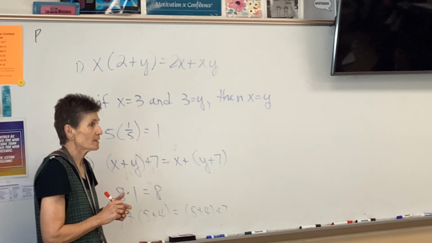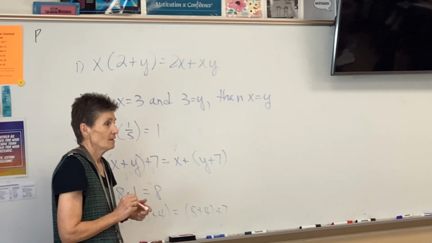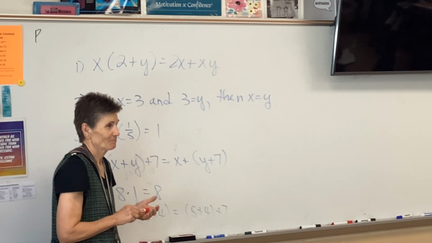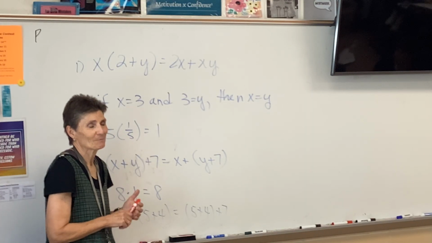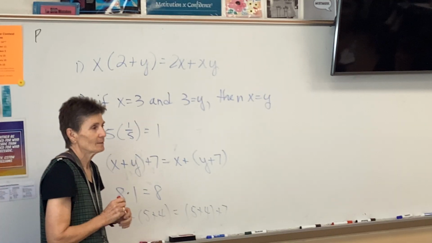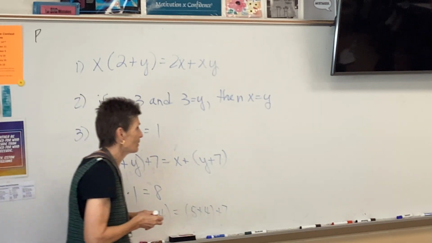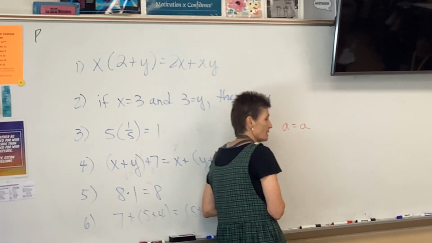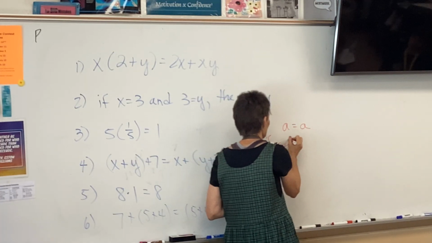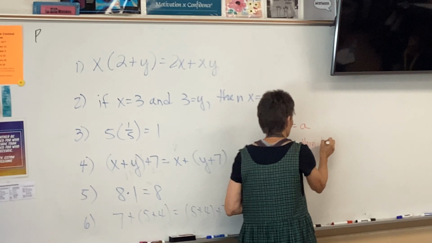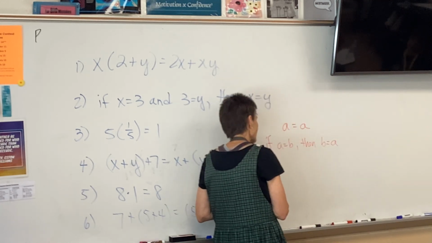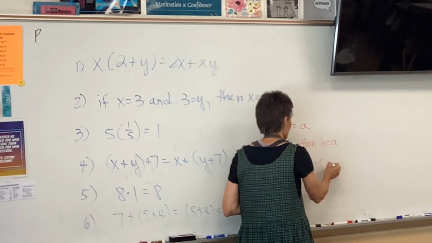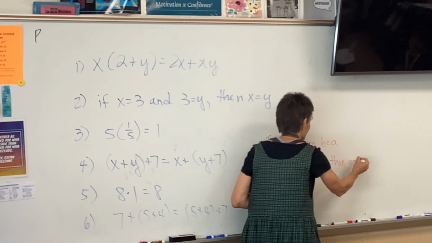Transitive. So, remember, reflexive says A equals A. Symmetric says if A equals B, then B equals A. Transitive says if A equals B and B equals C, then A equals C.